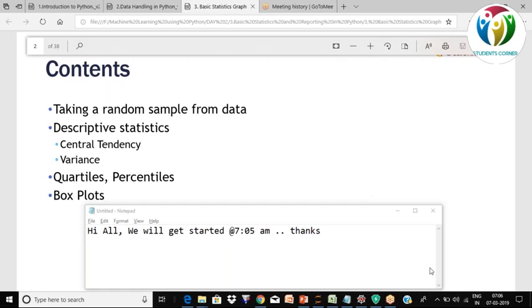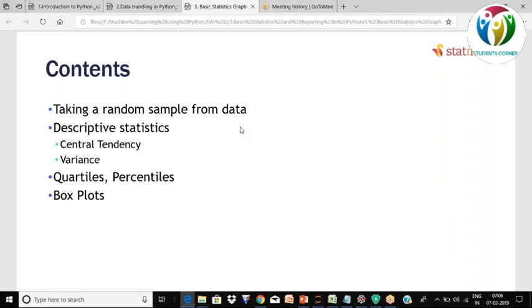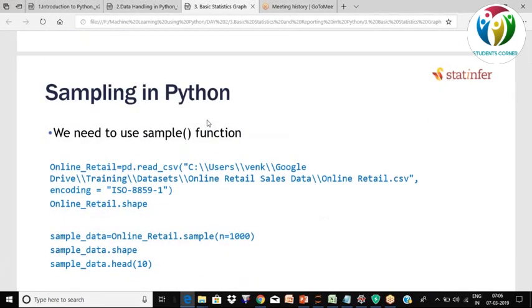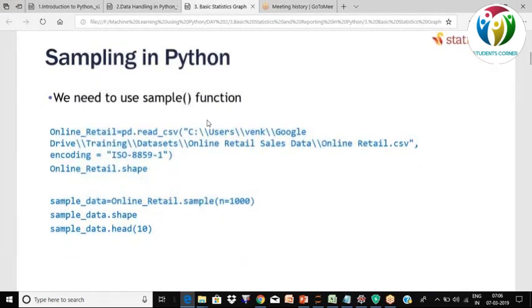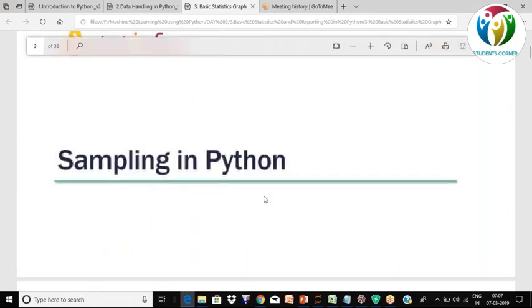Okay, so in the last session, we started with doing the random sample from the data. What was the function which we used? Dot sample, right? So this is the data frame. On that, you would say sample, and how many observations you want to pick up randomly, you will specify that. That is what we have looked at.